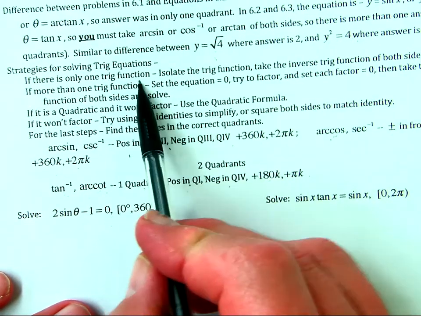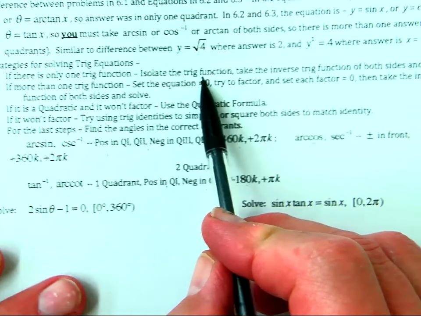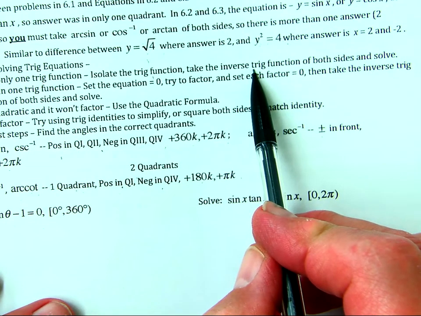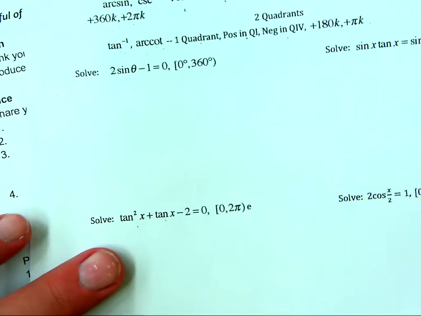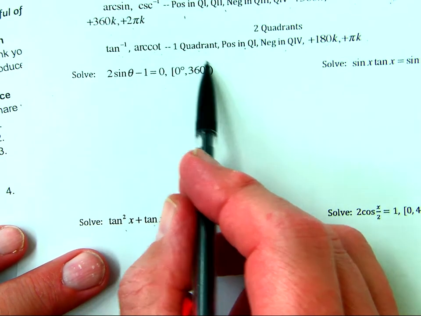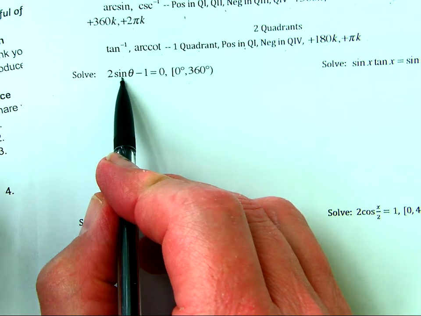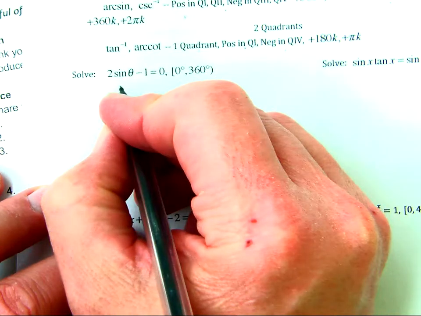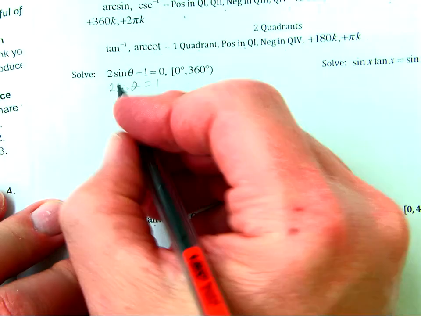If you only see one trig function, first you want to isolate the trig function, just like we would in a regular problem. You'd isolate the x. Then we're going to take the inverse trig function of both sides and then solve it from there. So like this one here. If you look at this one, 2 sine theta minus 1 equals 0. Here there's just one trig function, sine. We need to isolate it. So we're going to add 1 to both sides, and then divide both sides by 2.